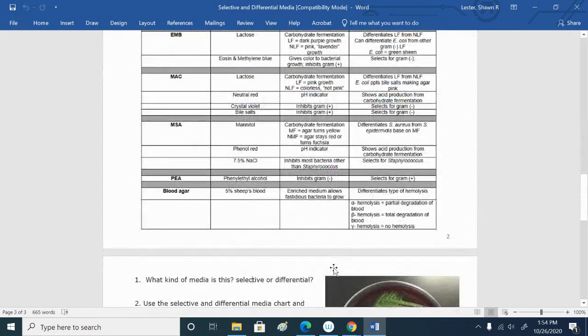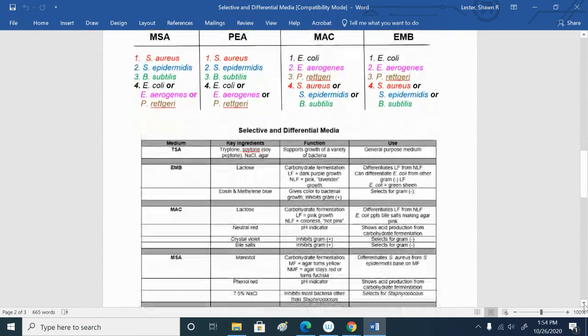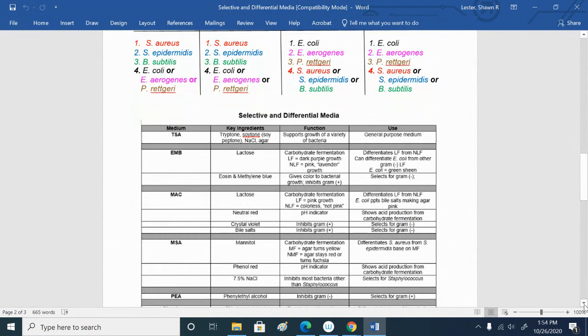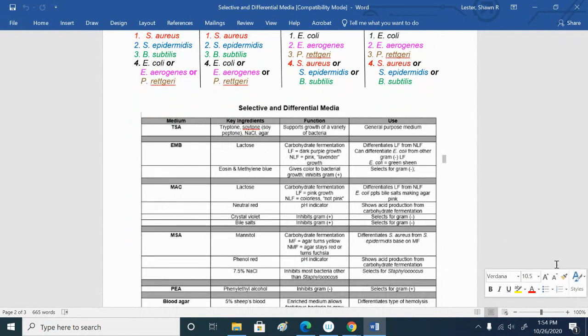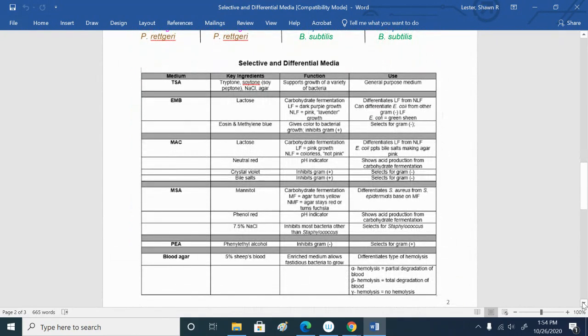Now, when it comes to knowing what's in the plates, this test chart here is a good source of information because it tells you all about the selective and differential media. It tells you what the key ingredients are, what's the function of those ingredients, and the purpose of the plate. What do we use it for?